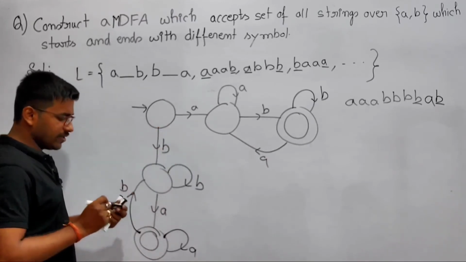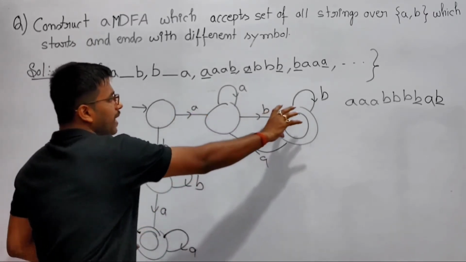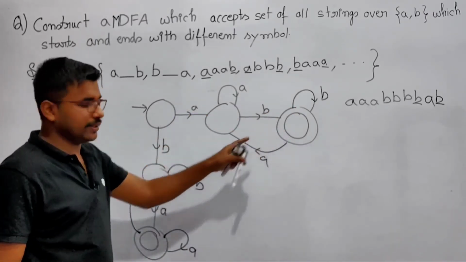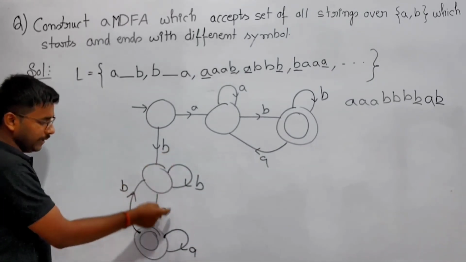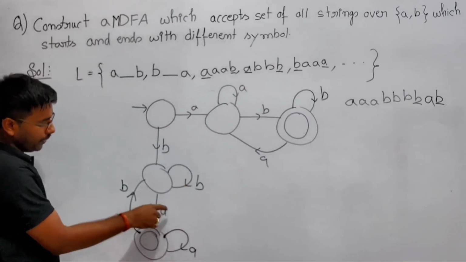So there I have constructed the minimal DFA in such a way that this path is saying that it starts with A, ends with B. This path is saying it starts with B, ends with A. So for every state I have given the transition for every input alphabet.